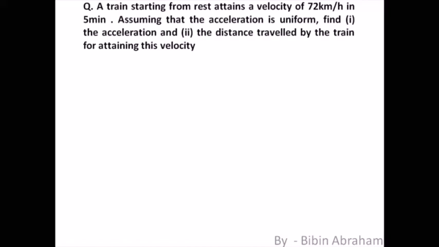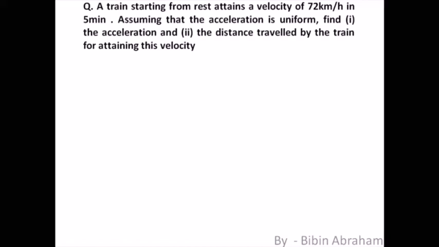Okay, so the question is, a train starting from rest attains a velocity of 72 km per hour in 5 minutes. So there's a train which is traveling from rest and it attains a velocity of 72 km per hour in 5 minutes time, right? Assuming the acceleration is uniform. Here the assumption is already there, that we have to assume that the acceleration is uniform. So I can apply the equations of motion.